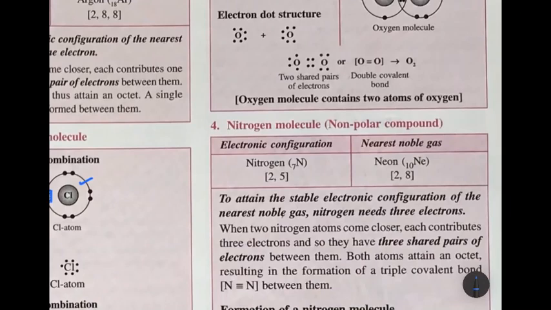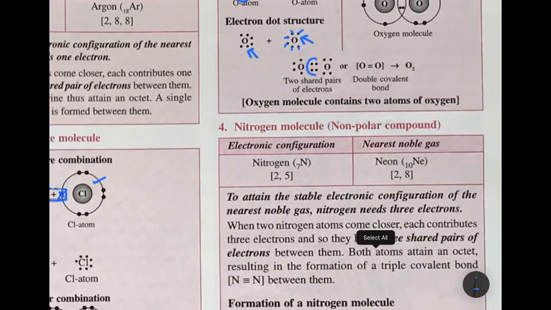Here you can see the electron dot. You'll write oxygen and 6 electrons you'll draw around it, 3, 4, 5, 6, and there you'll show in the middle 2 pairs are shared, and a double covalent bond which results in the formation of the oxygen molecule.